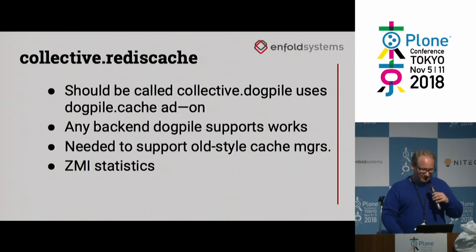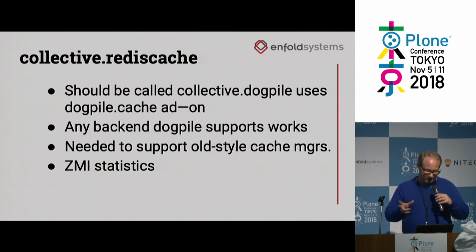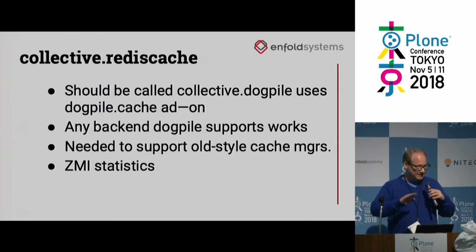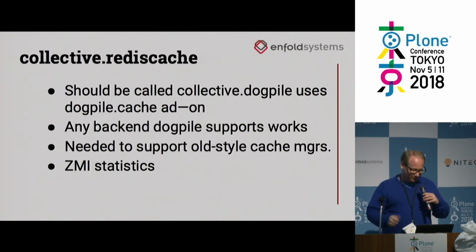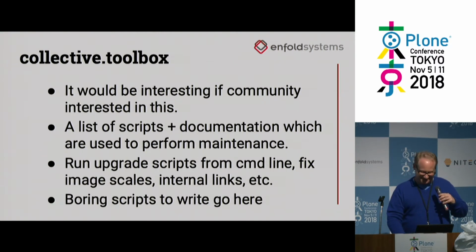The Redis cache really should be called collective.dogpile, but that's not really a great name. But basically, it uses dogpile.cache. So any backend for Dogpile will support caching, and it supports old-style cache managers, yes, with ZMI statistics.